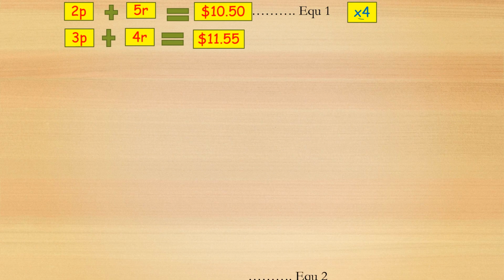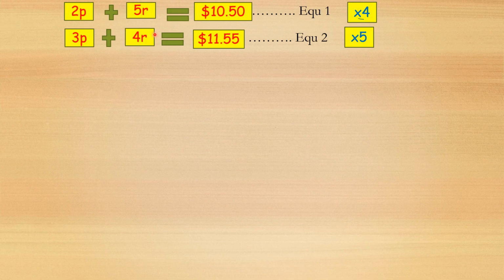Here we have our first equation, 2P plus 5R is $10.50. Our equation 2 is 3P, which was 3 pens, plus 4R, 4 rulers, has the cost of $11.55. So what we do is we need to eliminate one of our terms. So we have the P term, pens, and we have the R term representing rulers. So we have decided that we're going to eliminate R.